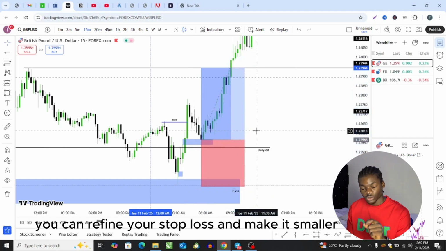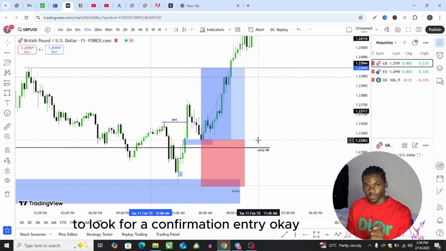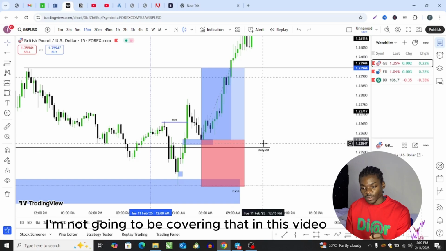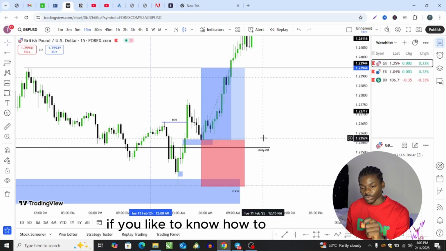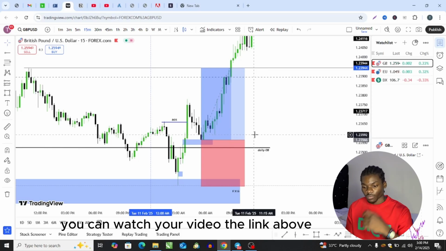Or you can refine your stop loss and make it smaller by going to the 1 minute time frame, 3 minutes time frame, or a 5 minutes time frame to look for a confirmation entry. Okay, I'm not going to be covering that in this video. If you'd like to know how to get a lower time frame confirmation, you can watch the video with the link above.